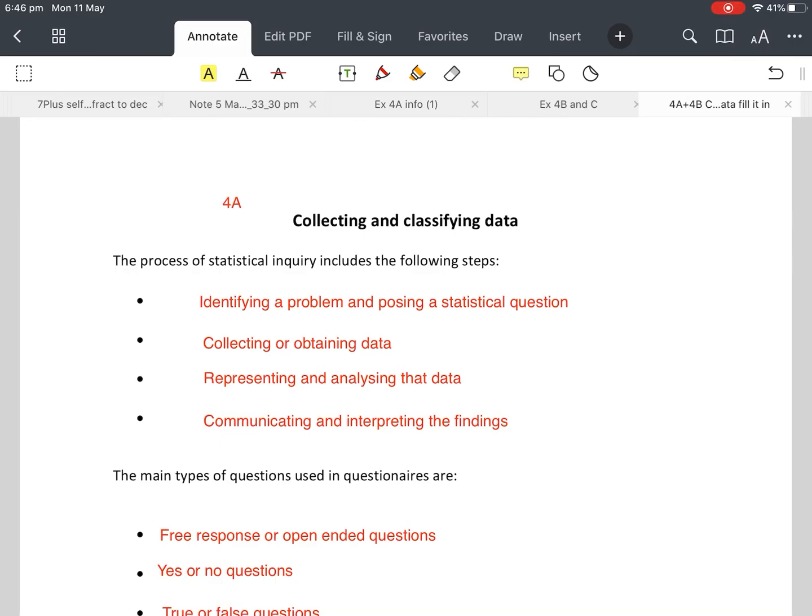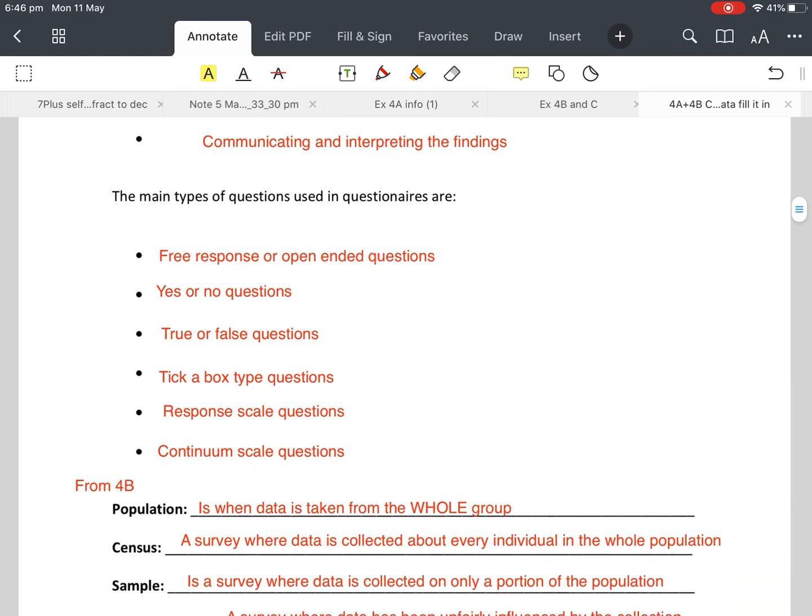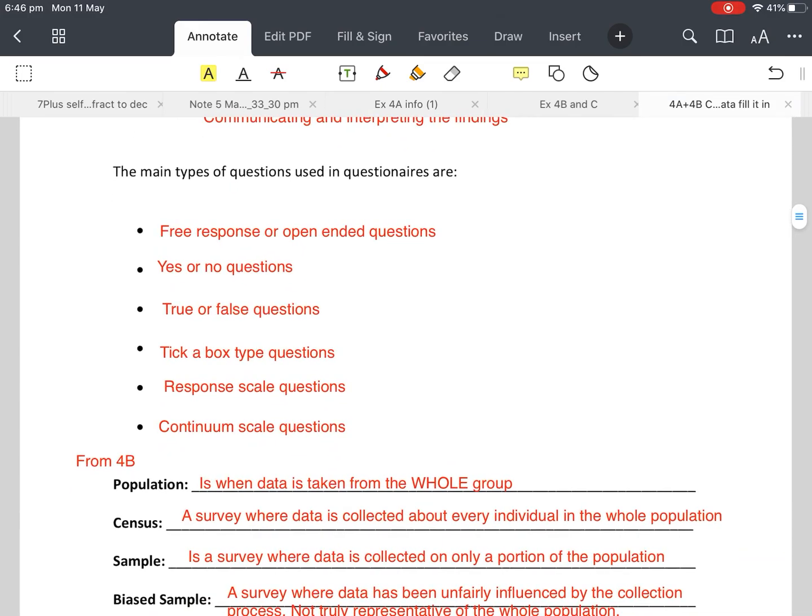All right, so here are the next set of what you need for these questions. The 6 main questionnaire types are free response or open-ended questions, yes-no questions, true or false questions, tick a box type questions, response scale questions, and continuum scale questions. If you want to know what all those things are, here are some explanations.